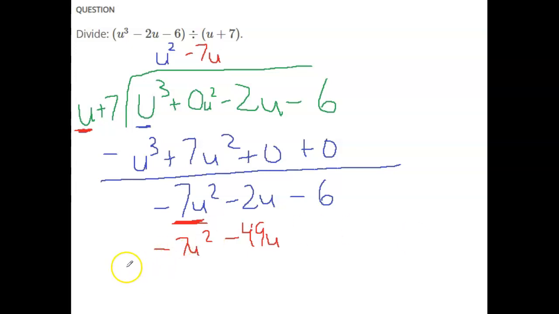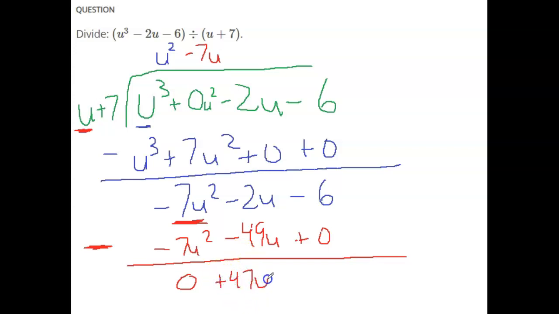All right. So again, we need to subtract here. The first term should always subtract out. Go ahead and write my plus 0 so I see the 3 terms I'm subtracting from each other. These will reduce to 0. Minus 2u, let me write my subtraction sign here. Minus 2u minus a negative 49. That's going to give me a positive 47u. And negative 6 minus nothing, I just bring that down.